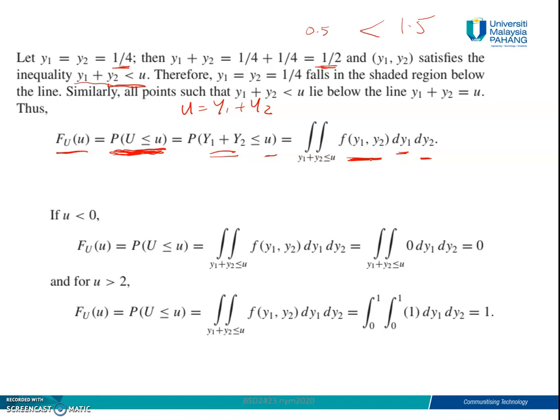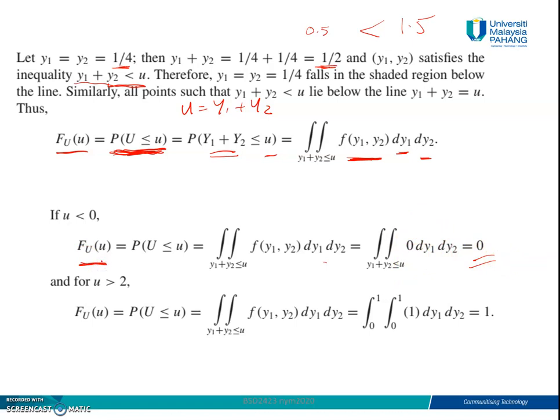So we check first when u is less than 0. That means if u is a negative value, you will have this one, and it will get 0 as well. So when you integrate 0, you get 0 for F(u).